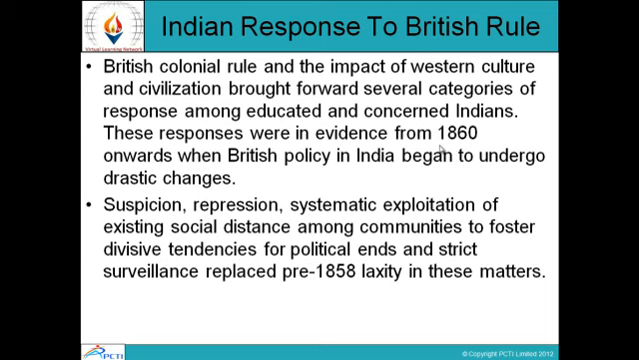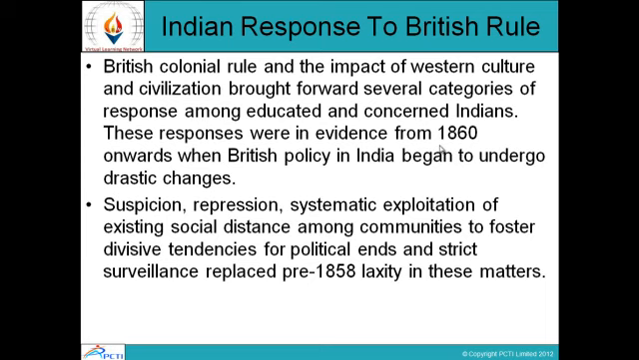Indian response to British rule. British colonial rule and the impact of Western culture and civilization brought forward several categories of response among educated and concerned Indians. These responses were in evidence from 1860 onwards, when British policy in India began to undergo drastic changes. Suspicion, repression, systematic exploitation of existing social distance among communities to foster divisive tendencies for political ends, and strict surveillance replaced pre-1858 laxity in these matters.